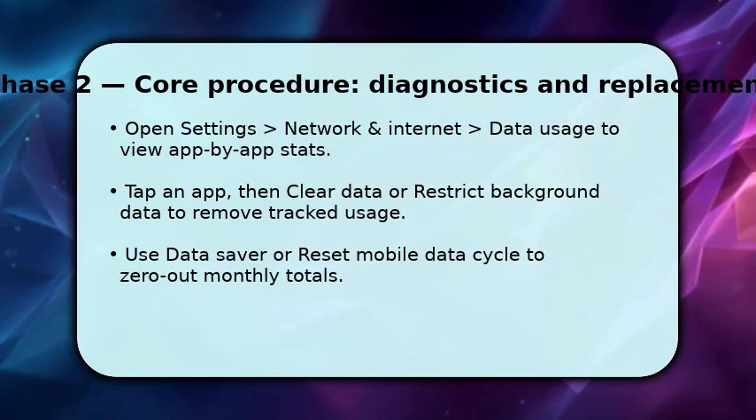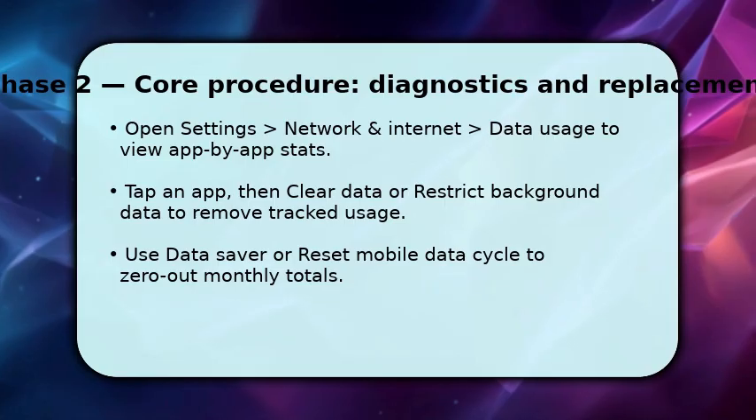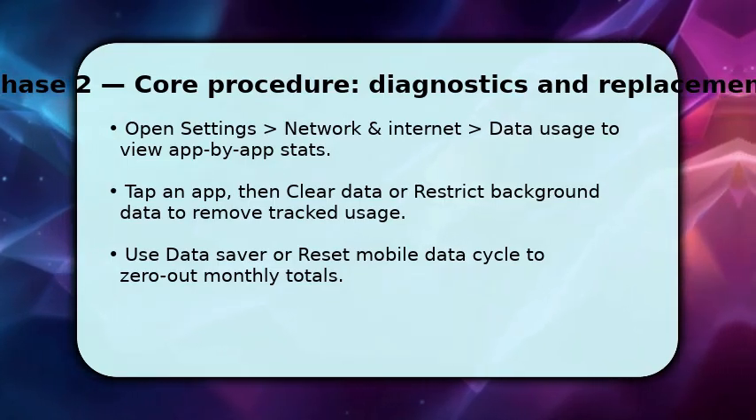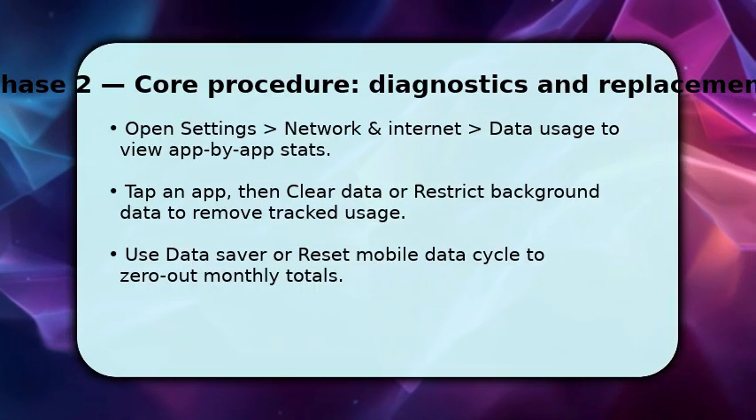Now you'll edit app-specific usage. Open data usage and tap each app showing unwanted entries. You can clear their data usage or restrict background access, which removes tracked bytes from future totals.